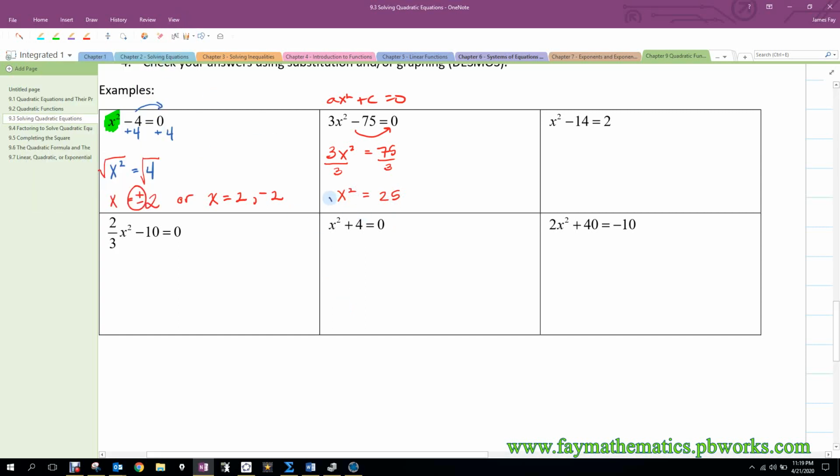Now what I'm going to do is take the square root of this side, and I'll take the square root of that side. The square root of x squared is just x. And the square root of 25, what number can I multiply 2 times to get 25? Well, it's 5, or it's -5. Those are my two answers. Okay. Let's check that one we just did.